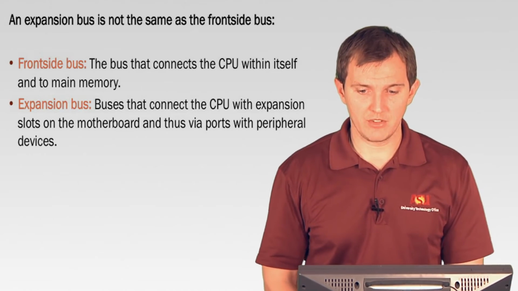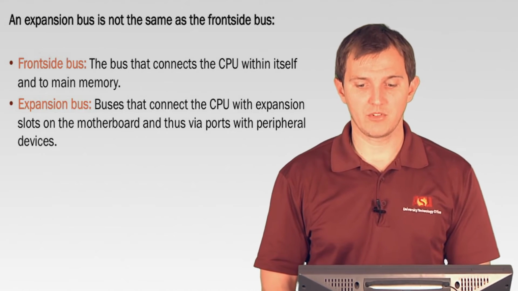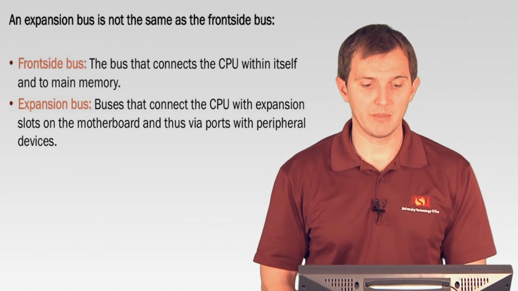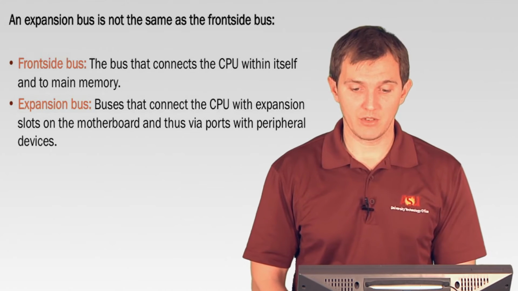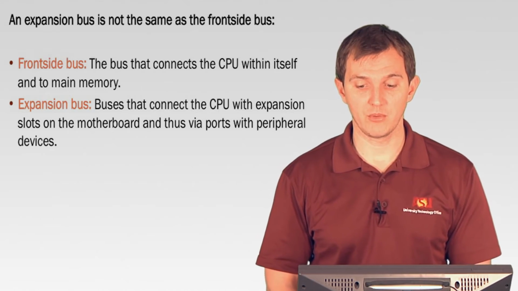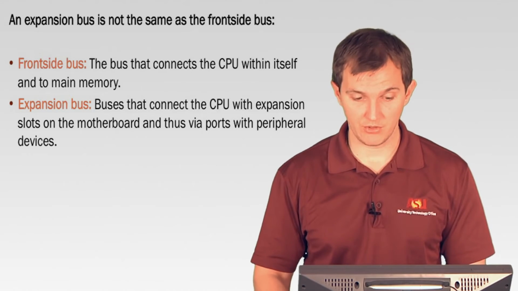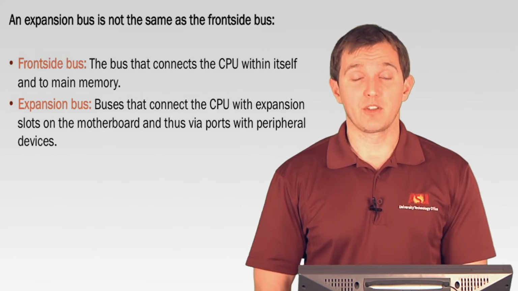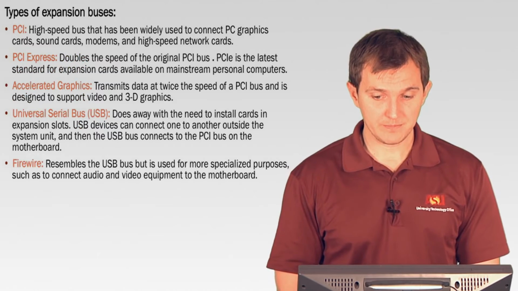An expansion bus is not the same as a front-side bus. The front-side bus connects the CPU within itself and to main memory, and the expansion bus connects the CPU with the expansion slots on the motherboard and thus via ports with peripheral devices. Slightly different distinction there.